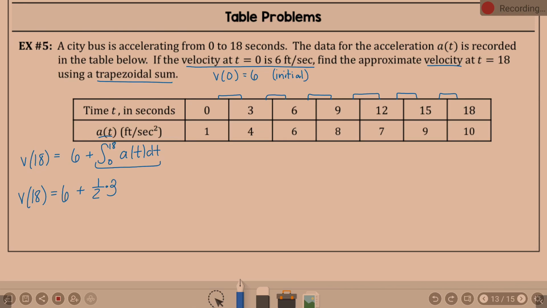Now, on the first trapezoid, do you remember how this works? You have sides of 1 and 4. The next trapezoid is going to be 4 and 6, then 6 and 8. Everything twice except the 1 and the 10. That sounds familiar, right? See, you know something. So 1 plus 2 times 4 plus 2 times 6 plus 2 times 8 plus 2 times 7 plus 2 times 9 plus 10.